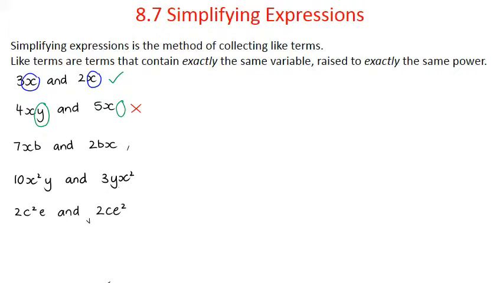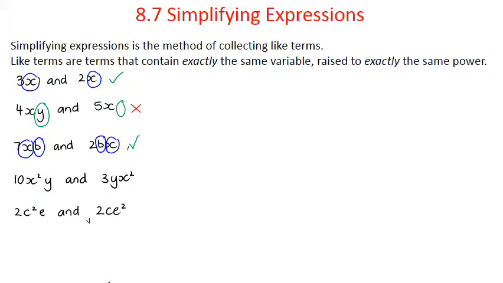The third one, 7xb and 2bx. Well, we see that this one has an x, and so does this one. This one has a b, and so does this one. We know from the commutative law that we learnt a few lessons ago that it doesn't matter what order the letters are in, they're usually in alphabetical order, but if they're switched around, it's fine as long as it has the exact same letters. And they do, so therefore, yes, they are like terms.